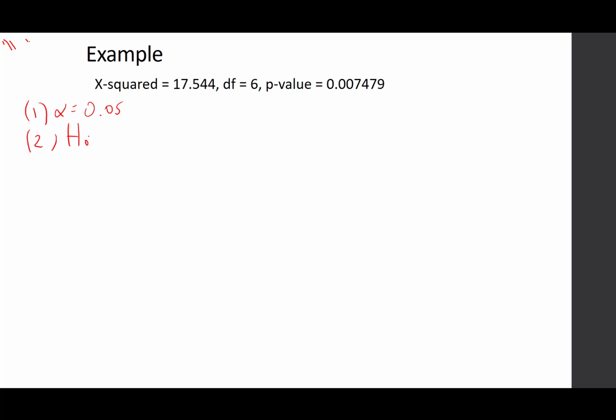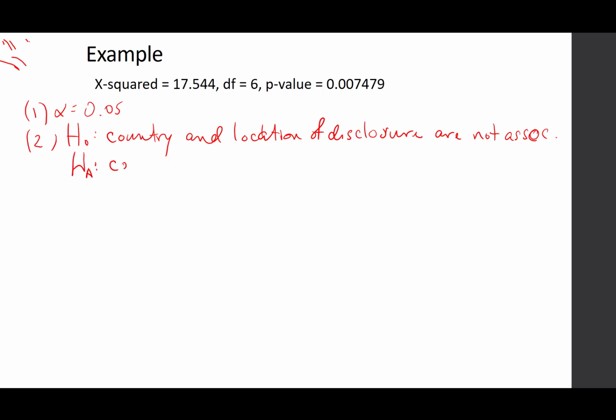So here, the null hypothesis is no association. So that is going to be country and location of disclosure are not associated. And the alternative is that country and location of disclosure are associated.